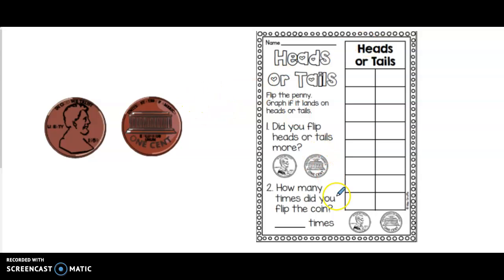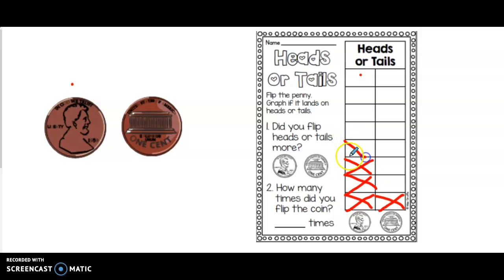So let's say I flipped the coin and it landed on this side. So I would mark off heads, or I could fill in the whole rectangle if I wanted to. Then I flipped it again and I landed on heads. Great. Flipped it again, landed on tails. You are not going to stop flipping the coin and marking it until one of them reaches the top.